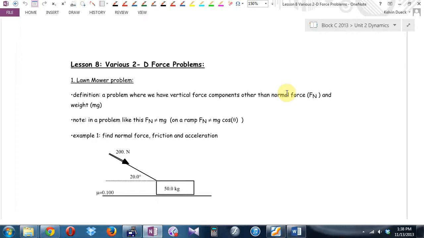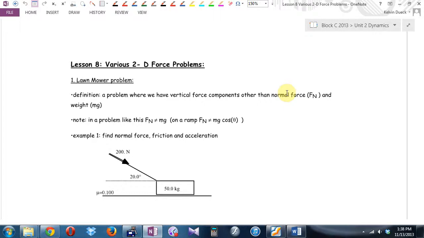Where the ground is flat, but the applied force is at an angle, as opposed to the ramps that we've been doing. And we're going to solve it very similarly, but we're going to break the angled applied force into components. And once again, the normal force ain't going to be no mg, which is really going to be the key to this. So what's the lawnmower?